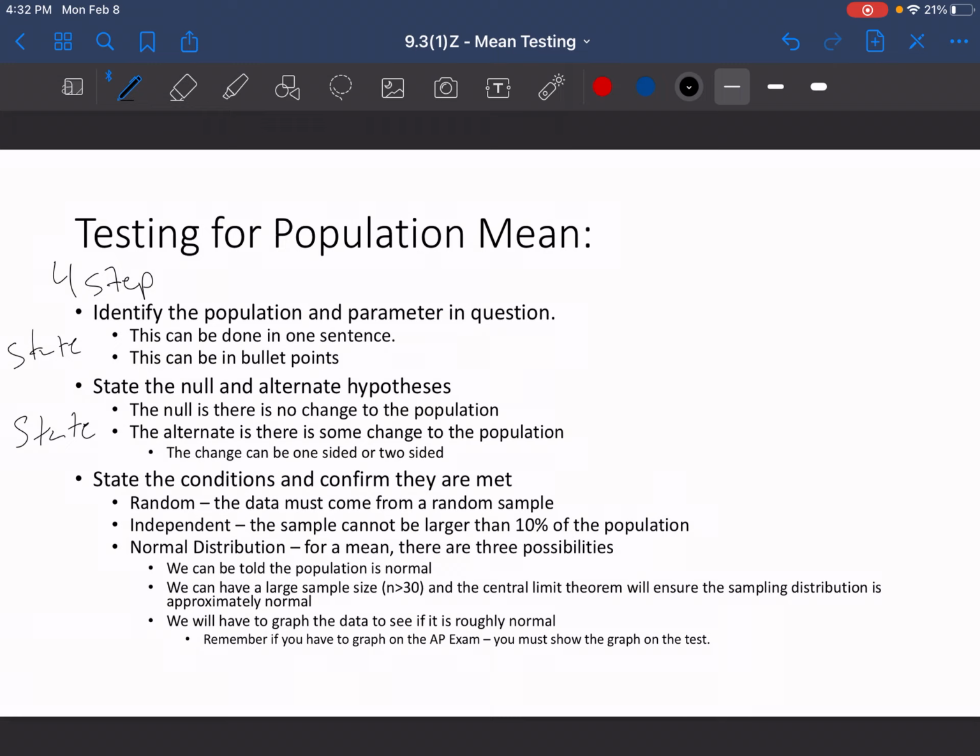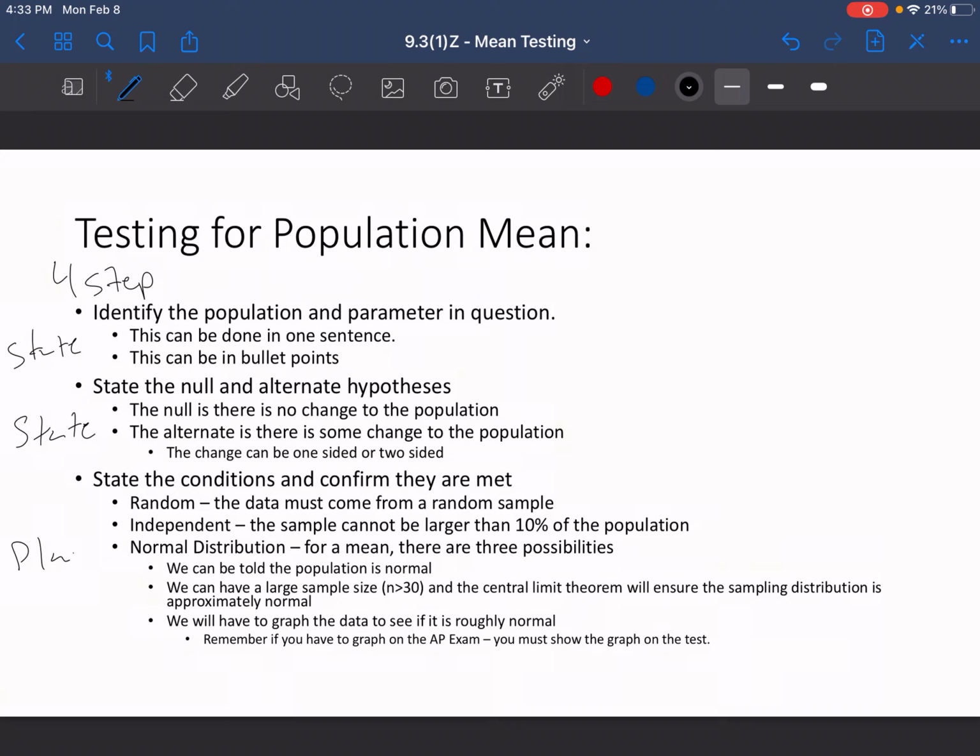And the null is there's no change to the population, and the alternate is that there's going to be some change to the population. And again, that can be one-sided, where it's either the mean is going to be greater than or less than the null mean, or it can be two-sided, where the new alternate mean is not equal to the null mean. From there, we need to plan.